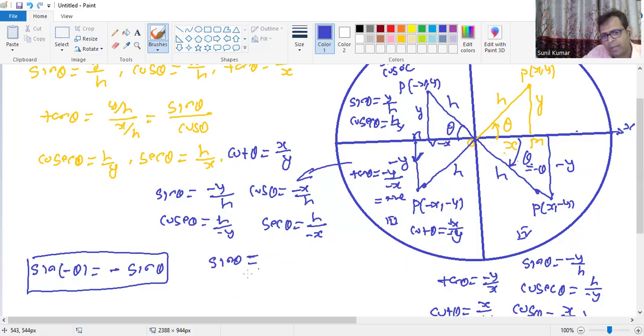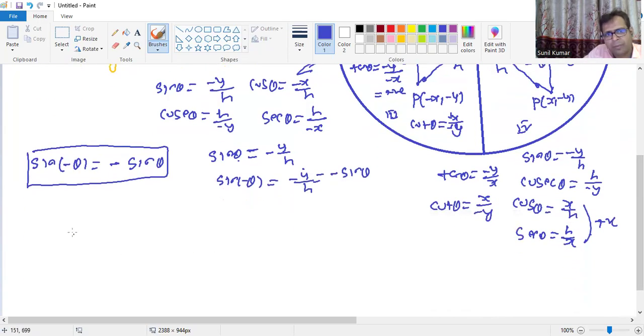In the fourth quadrant I'm writing minus y by h. And for this coordinate, we can write it as a minus. We get the same y by h, and y by h is nothing but the sine theta with respect to the first quadrant. So minus of sine theta. So sine of minus theta is minus sine theta. So we got one formula.